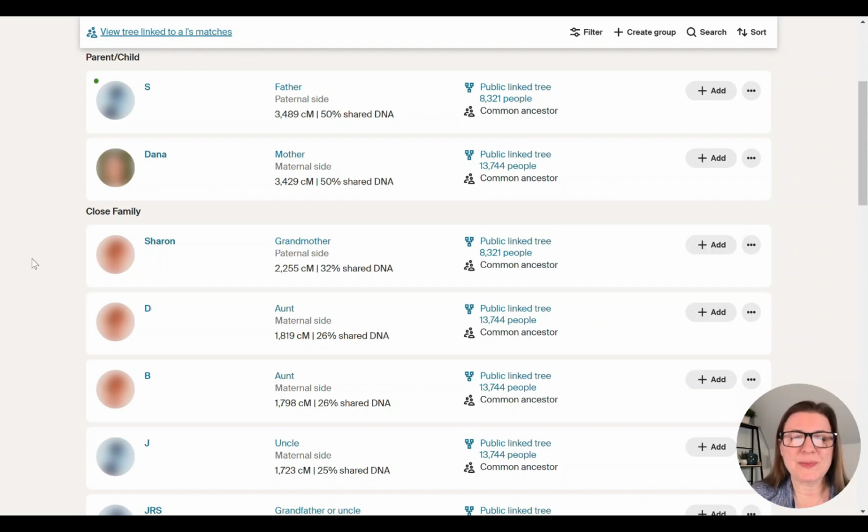And in this case, we would be able to see that Sharon and D, these two grandmothers, are quite a bit older. They're more like two generations than one generation or the same generation, where the aunt, who's B, is more just like one generation. So that's how age would help there.